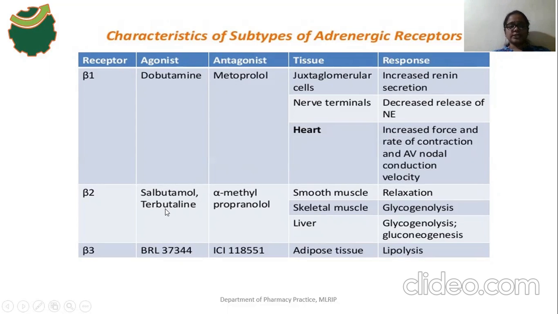And beta-2: agonists are salbutamol and terbutaline. Antagonist is alpha-methyl-propranolol. Beta-2 is mainly located in smooth muscles, skeletal muscles, and liver. In smooth muscle, a relaxant effect occurs. In skeletal muscle, glycogenolysis. In liver, glycogenolysis and gluconeogenesis. And beta-3 is a new subtype of beta receptors, mainly located in adipose tissue, and the response is lipolysis.